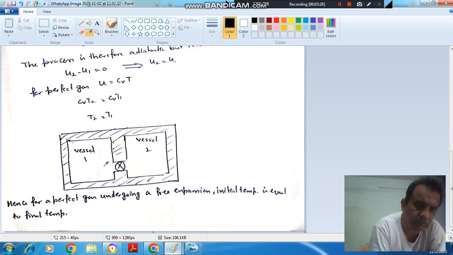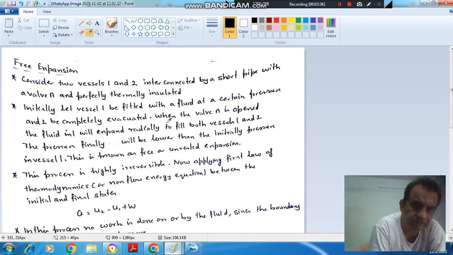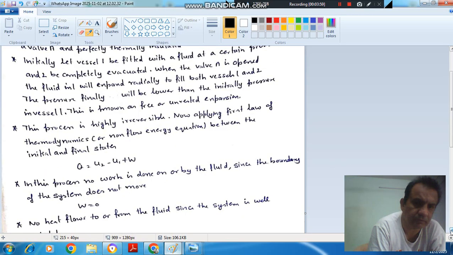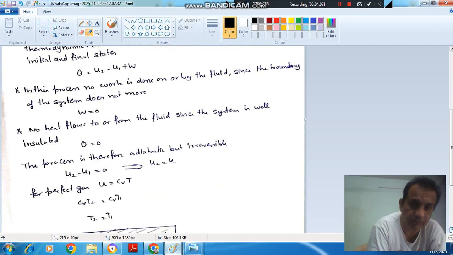When the valve A is opened, the fluid in 1 will expand readily to fill both vessels 1 and 2. The pressure finally will be lower than the initial pressure in vessel 1. This is known as free or unrestricted expansion. Next point, the process is highly irreversible because after closing the valve, the gas cannot rush back to fill vessel 1. That's why the process is not reversible, it is highly irreversible.